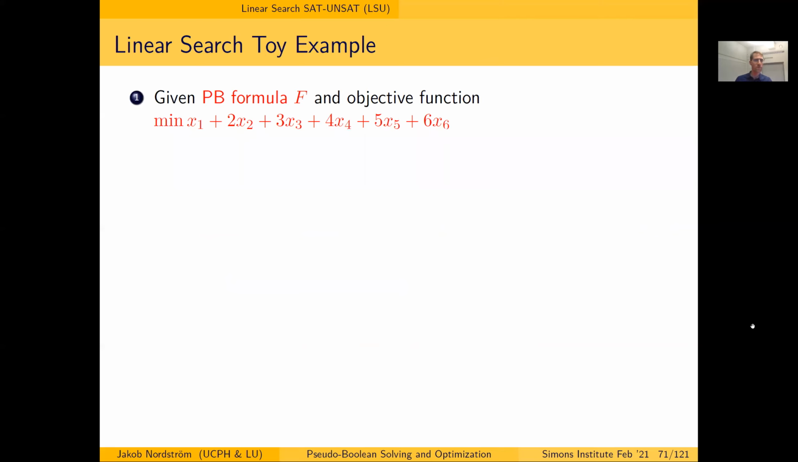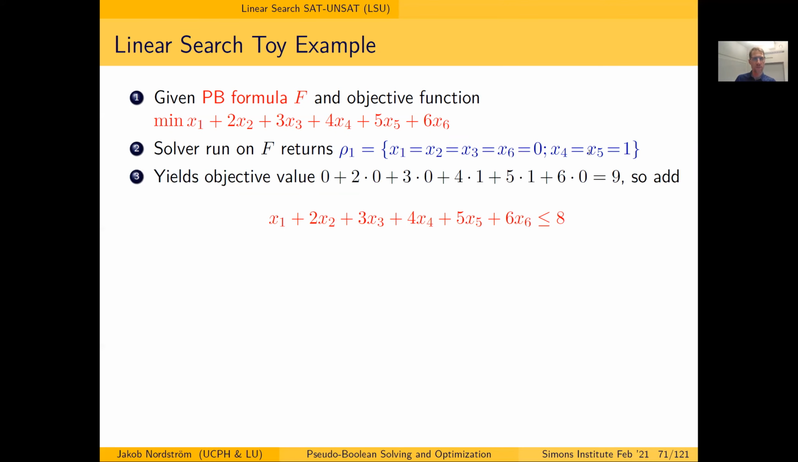Here is a small toy example. Suppose we have a pseudo-Boolean formula f, which we'll just consider to be a black box. We don't know what it is, but the objective function is minimizing, say, x1 plus 2x2 plus 3x3 plus 4x4 plus 5x5 plus 6x6. Okay, good. We run the solver, and it returns the assignment that x1 up to x3 and x6 are 0, but x4 and x5 are 1. So now we evaluate the objective.